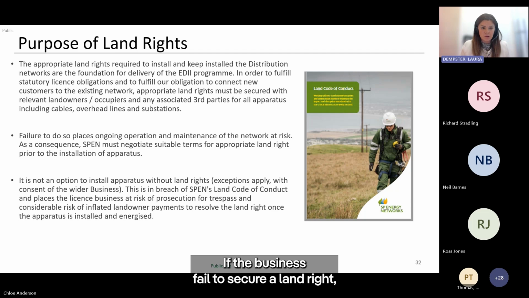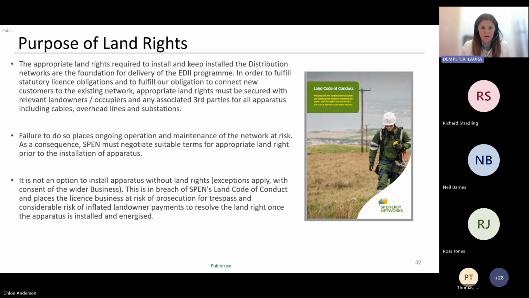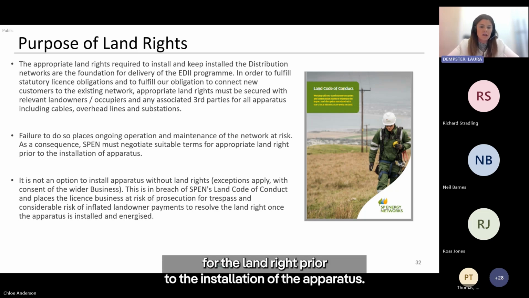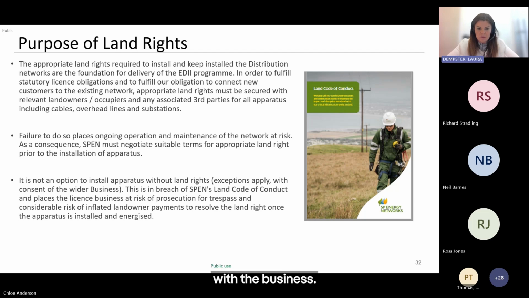If the business failed to secure a land right, it basically places a lot of risk on the business in terms of the ongoing operation and the maintenance of the network. As a consequence, SPEN must negotiate suitable terms for the land right prior to the installation of the apparatus. It's not really an option for the business to install without the land right, except in certain circumstances which will be previously agreed with the business.